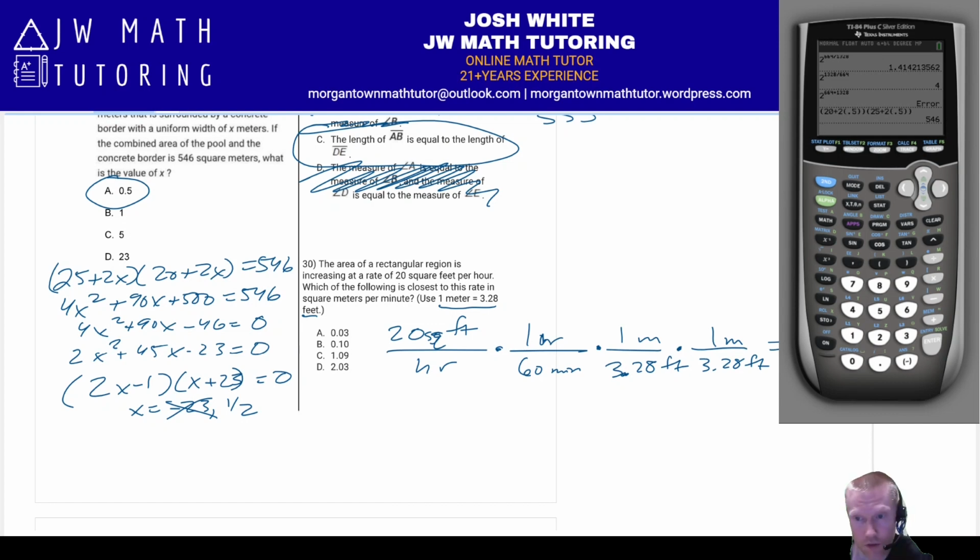So now, if you just go through and multiply, notice square feet will cancel out with these 2 feet. Hours cancels out. Now you have square meters on top and minutes on the bottom. So if you just multiply through on top and then divide by 60 times 3.28, what you get is 0.03098. That's closest to 0.03. Correct answer is going to be letter A.